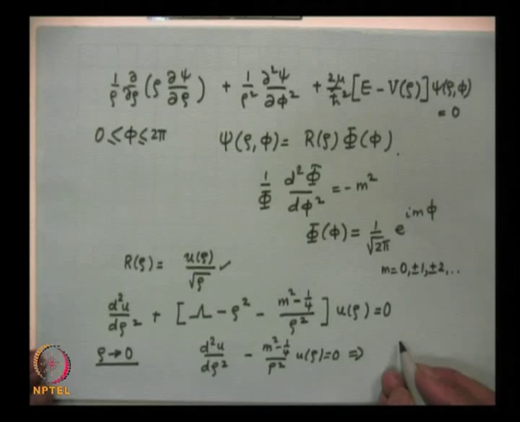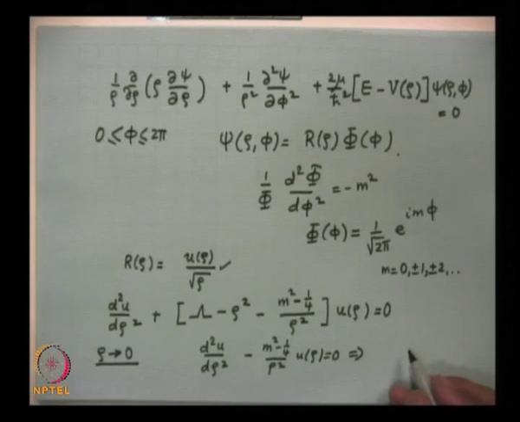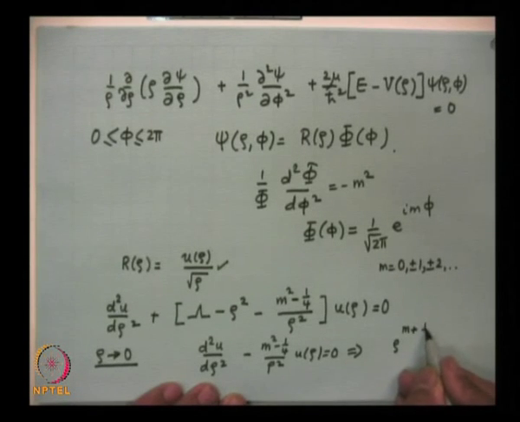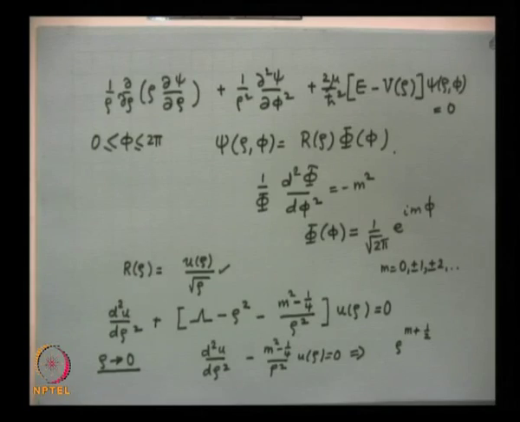rho to the power of m plus half. So, if I differentiate it once, it will become m plus half times m minus half. So, that will be m square minus 1 by 4.